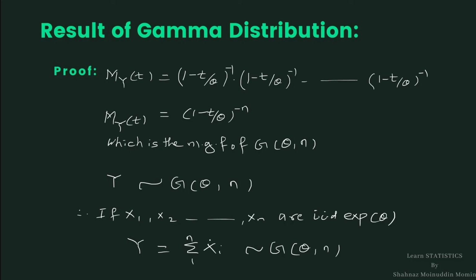Hence the result. In this way we have completed the proof of the result. In this result we observe that if the individual exponential variates are independent and identically distributed, then the sum of their exponential variates comes to be a gamma distribution with parameters theta and n.